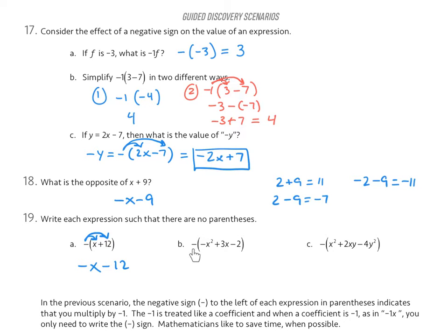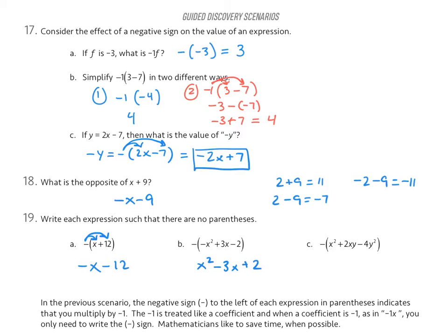Part B. The opposite of negative x squared plus 3x minus 2. If you distribute this negative to all of these and make all of them the opposite, their signs will change. Negative x squared becomes positive x squared, which I can just write as x squared. Plus 3x becomes minus 3x. Minus 2 becomes plus 2.